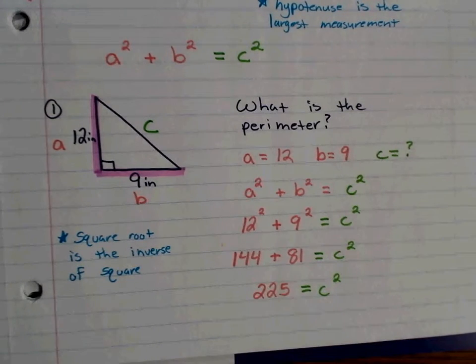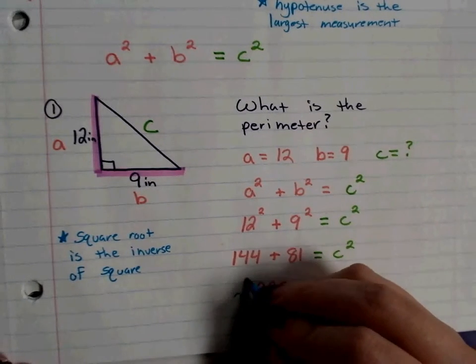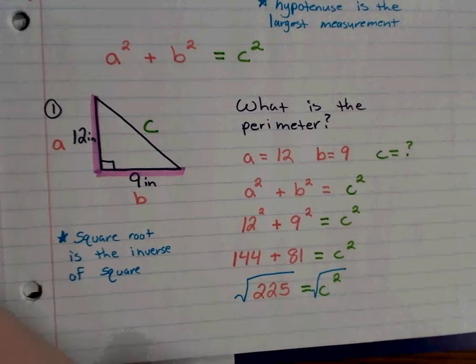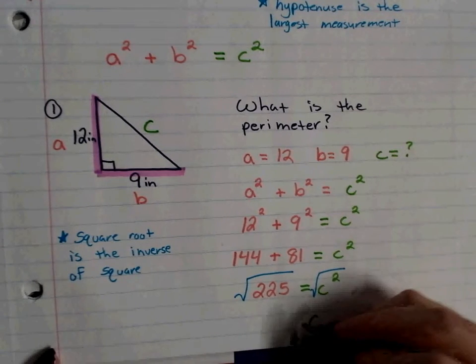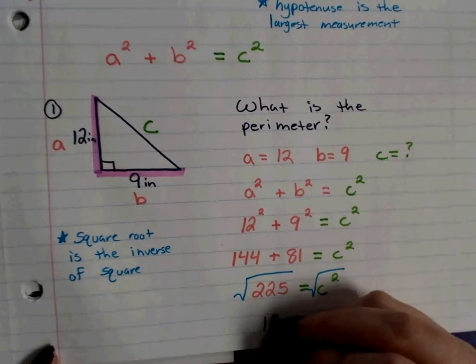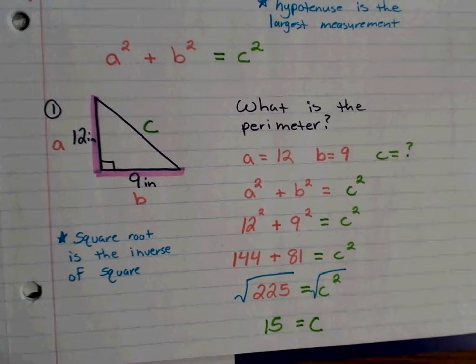So if I take the square root of 225 and the square root of C squared, I now have the value of C by itself. What is the value of C going to equal? 15, right? Because the square root of 225 is 15. So now I know the measurement of C. But the question was asking what? The perimeter. So what do I need to do now? Plug in C and add it, right? We're going to add them all together.